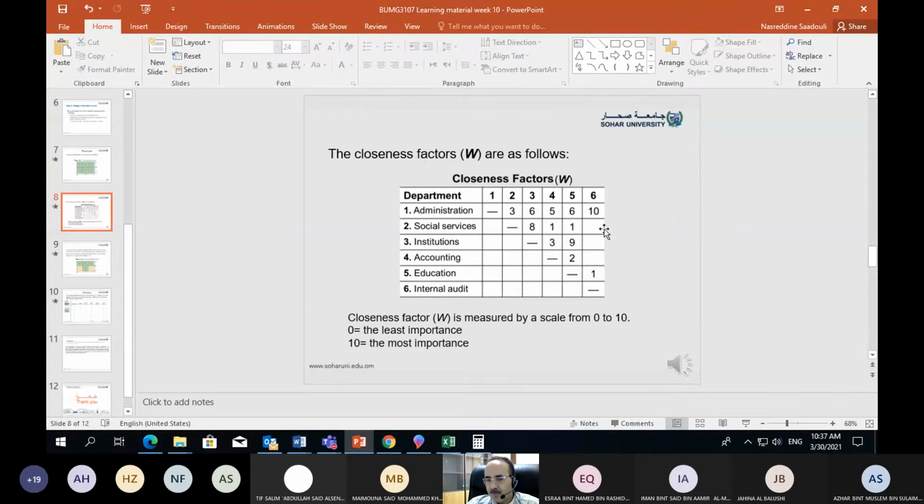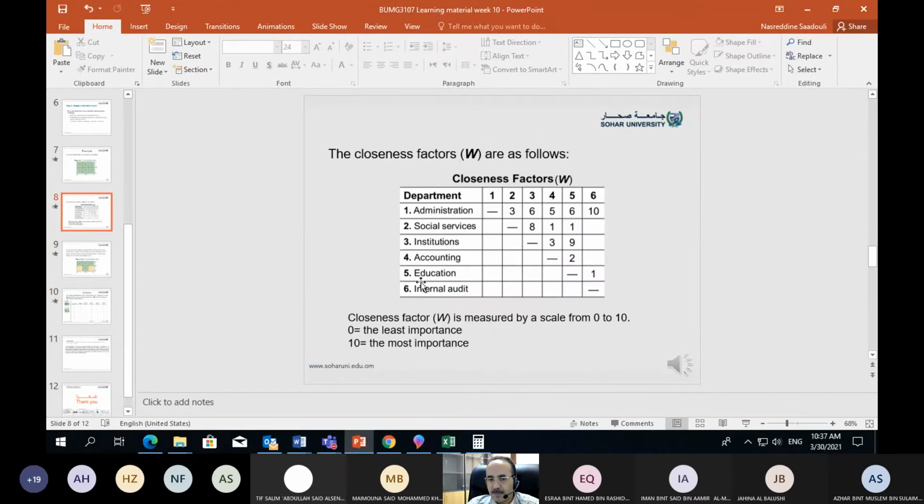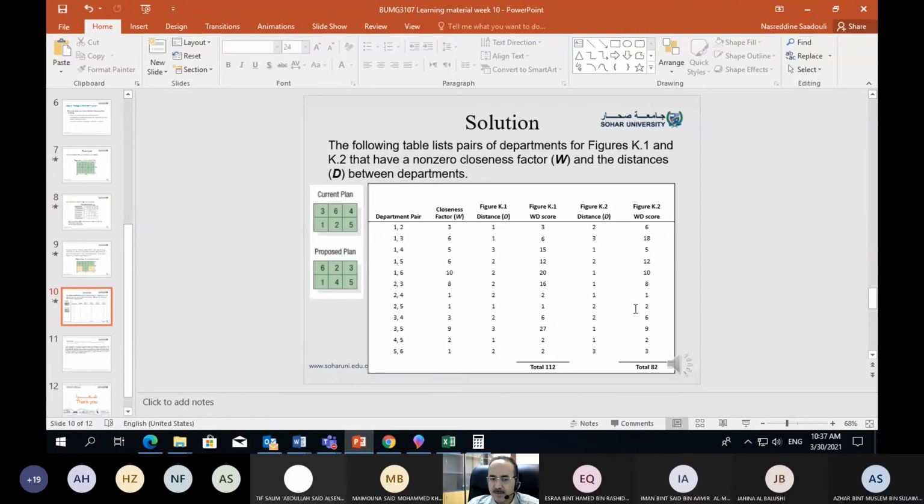3, 4 and 3, 5. There is no 3, 6 because it's irrelevant. And 4, 5 only. There is no 4, 6, and there is 5, 6. You see 4, 5 only. There is no combination of 4 and 6.